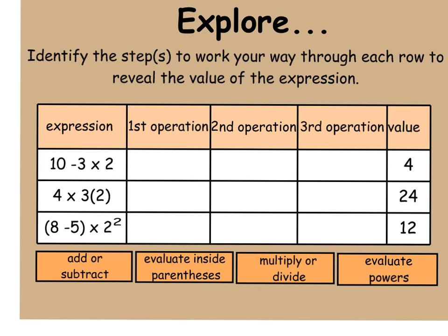So following the order of operations, we would multiply before we subtract. So our first operation will be multiply, and we would do 3 times 2, and we would show our work, and we would get a 6 and bring down the 10. So we would have 10 minus 6. So our second operation for this example would be subtraction. And 10 minus 6 is 4, so we got the right answer.